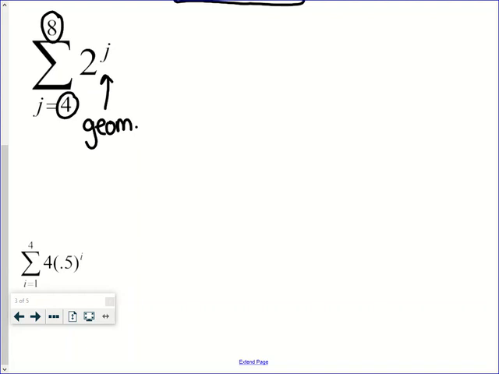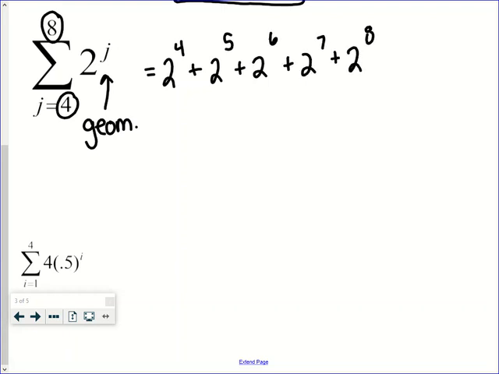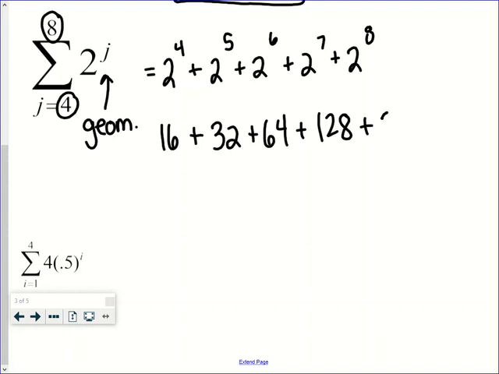So first we're just going to expand it. So we're going to start with 2 to the 4th and then add the terms up. So 2 to the 4th, then 2 to the 5th, 2 to the 6th, 2 to the 7th, and then 2 to the 8th. Once we get to that top number, we're done. So now that's the expanded version, and now we're going to find the actual sum. So 2 to the 4th is 16, 2 to the 5th is 32, 2 to the 6th is 64, 2 to the 7th is 128, and 2 to the 8th is 256. So when you add all those up to get the sum, S sub n is going to equal 496.